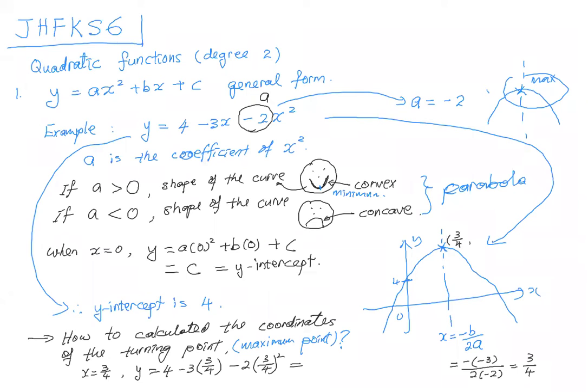Five over 8. The answer is 5 over 8, is it? Sure? Yeah, I take your word. So 5 over 8. So to get the coordinates of turning point, you have to memorize it. You have to know, okay? And so you have to do something to it.